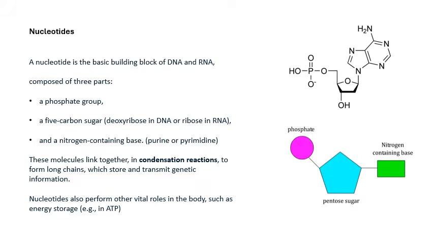And a nucleotide is the basic building block of DNA and RNA, made of three parts: a phosphate group, a 5-carbon sugar. Now in DNA it's deoxyribose, and in RNA it's just ribose. And then a nitrogen containing base. I'll cover this in a minute. There's two types. There's purines and pyrimidines. Talk about that in a little bit.